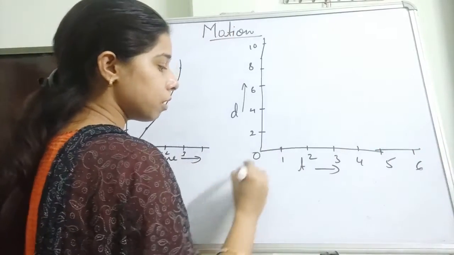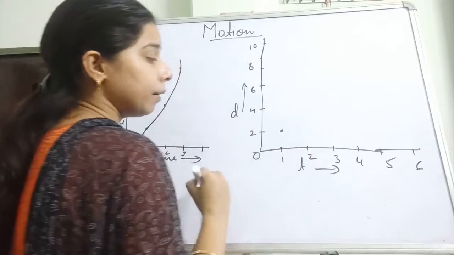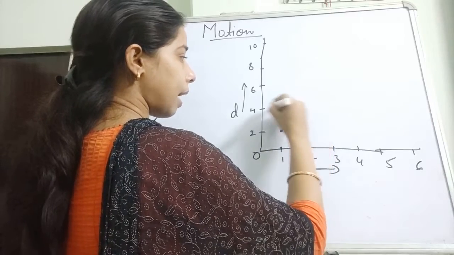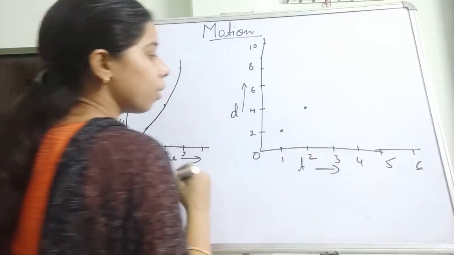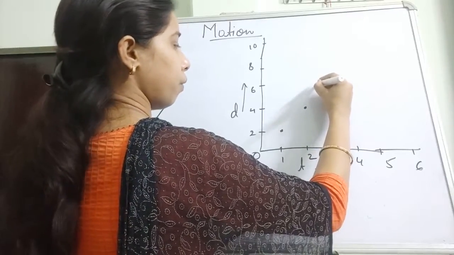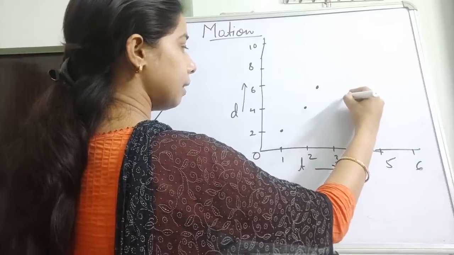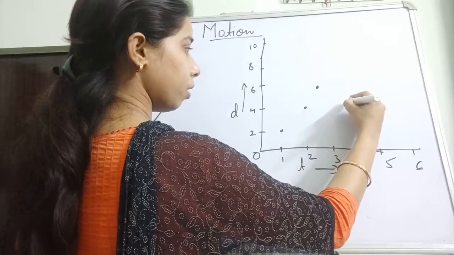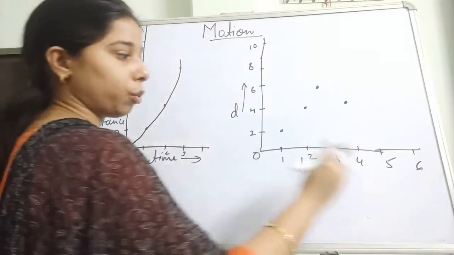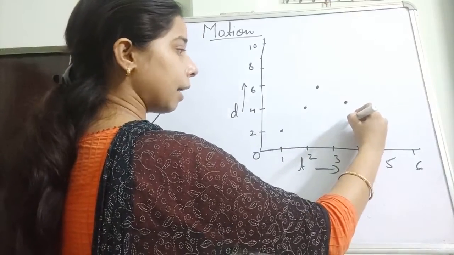So suppose at the first second it is at 2. Then at the second second, you will find that it is at 4. And then again at the third it is at 5. At 4 seconds, it has traveled a distance of only 4 meters. At the 5th second, you will find that it is at 3 meters.